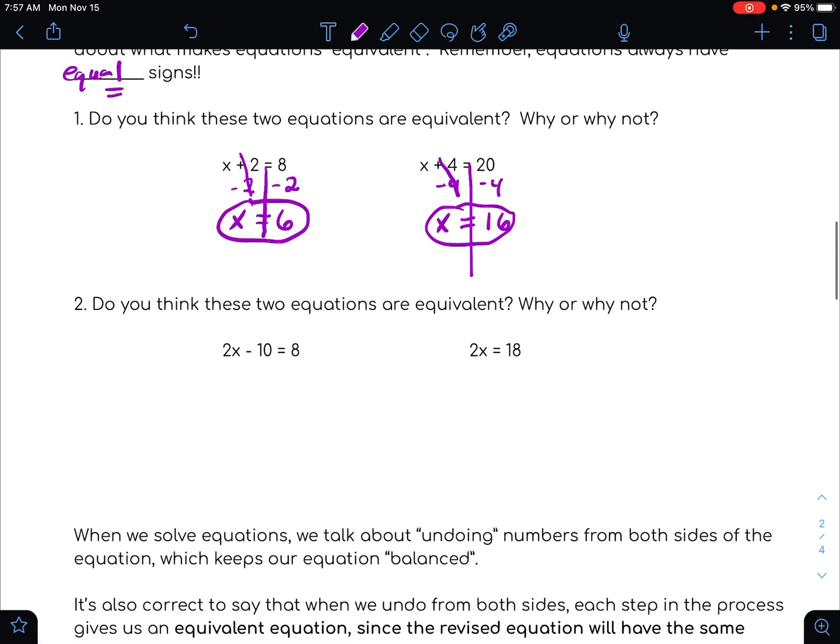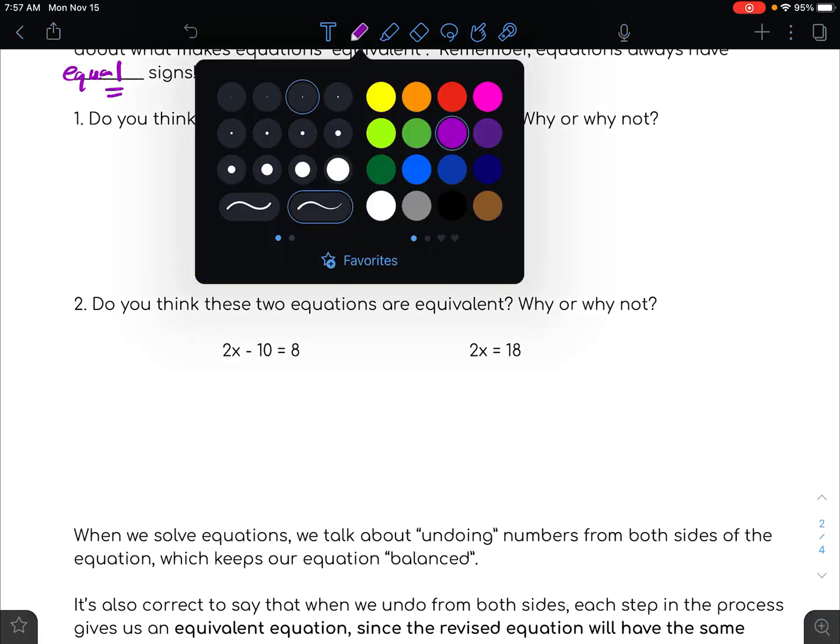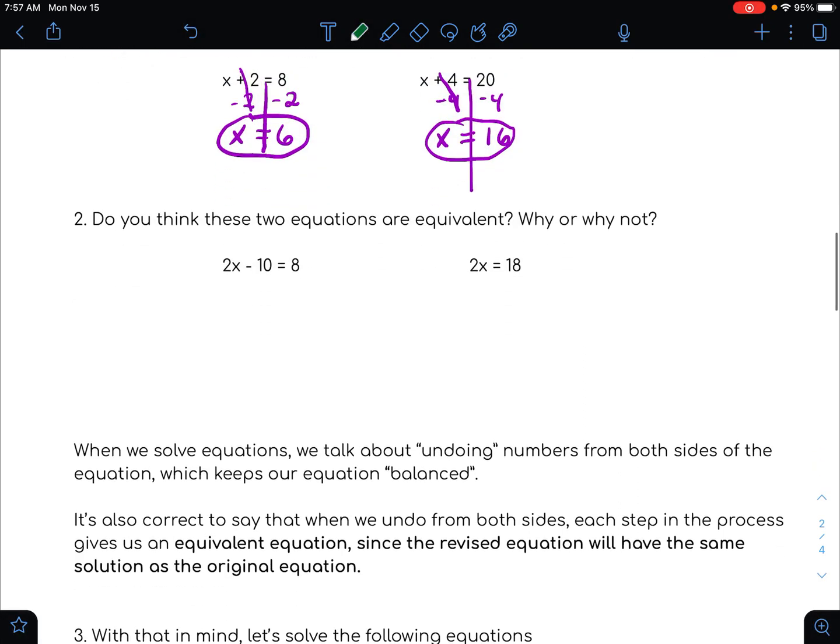All right, let's not quite answer that yet, I guess. And you might have an answer to that. Hopefully you do, actually. But let's do the number 2 equations. These ones are maybe a couple steps. So 2 times something minus 10 is equal to 8. Remember, we usually undo any addition or subtraction first in a two-step equation. So we have a minus 10, so we will add 10 to both sides.